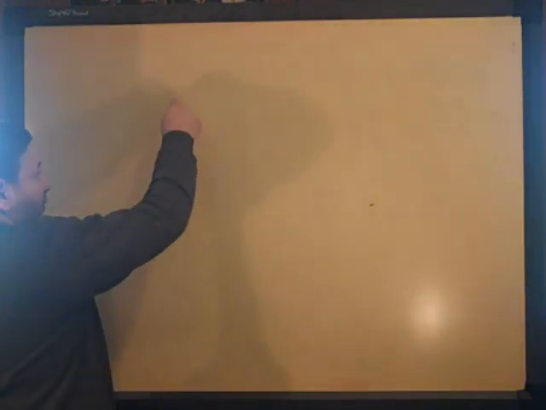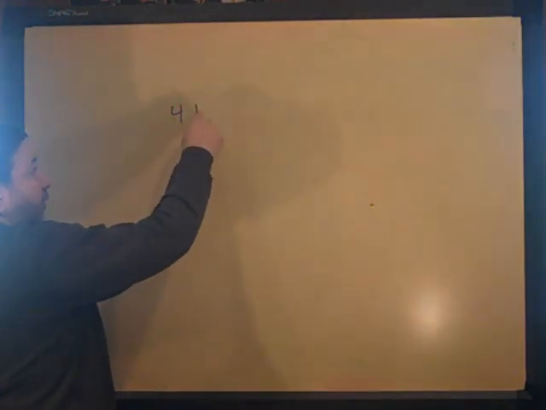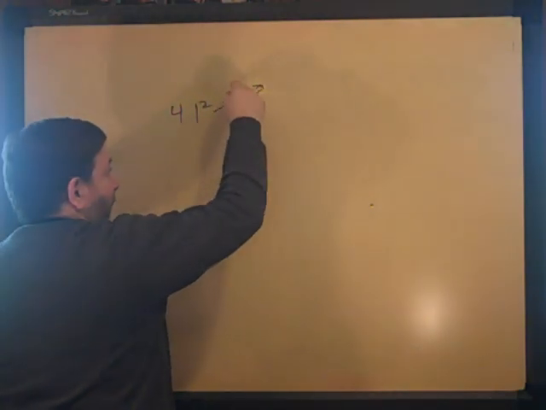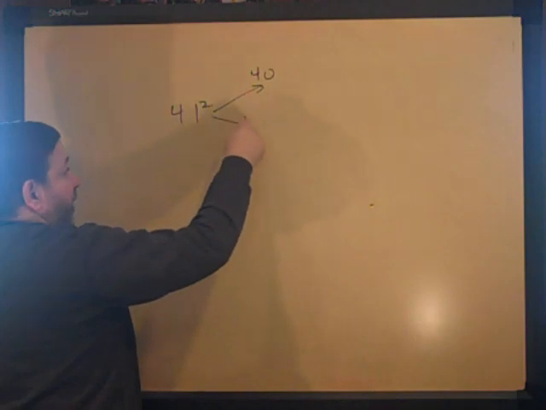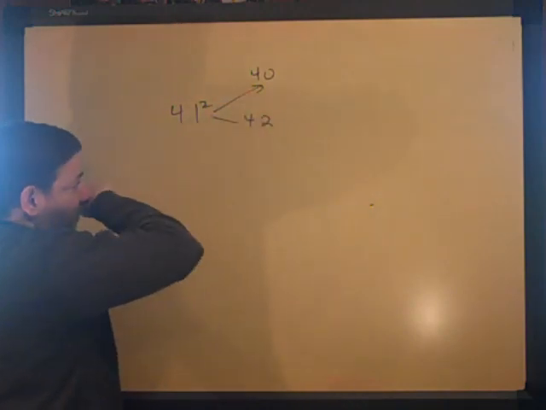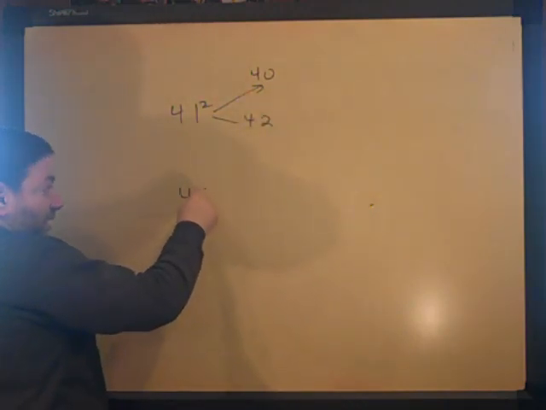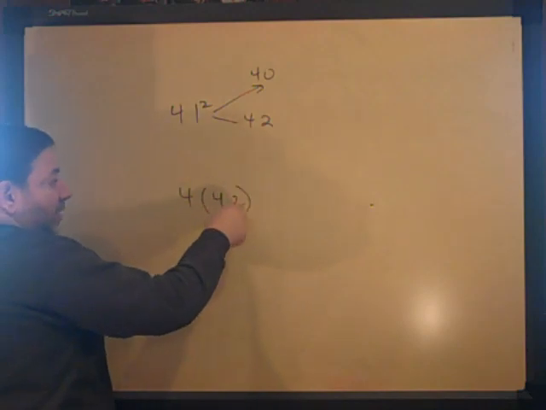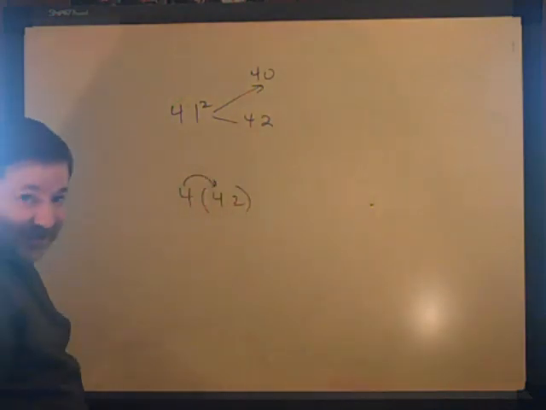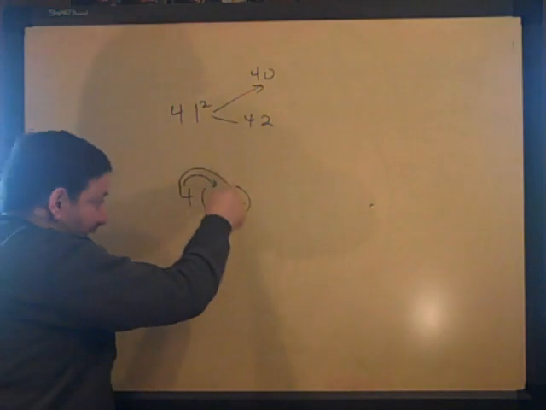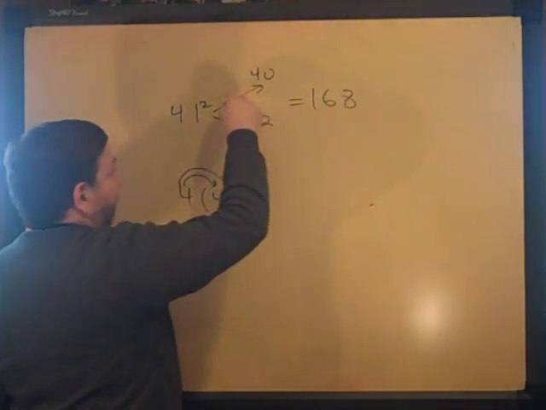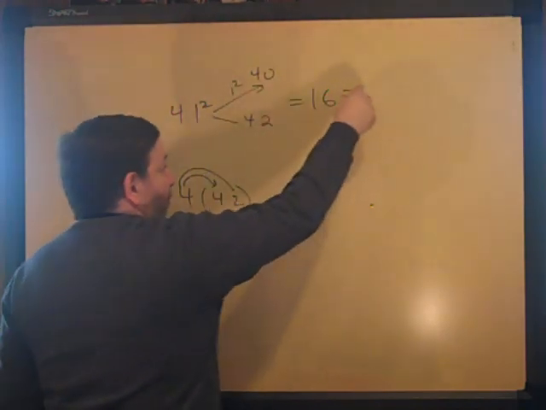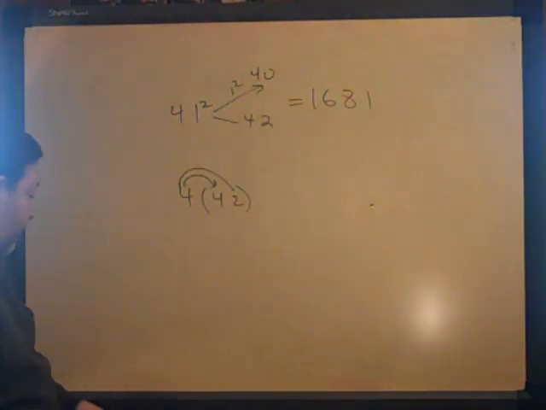Suppose you wanted to do 41 squared. Well, you take away 1 and you add 1. So what is 40 or 4 times 42? It's 168. 168, and then 1 squared is 1. 1681.